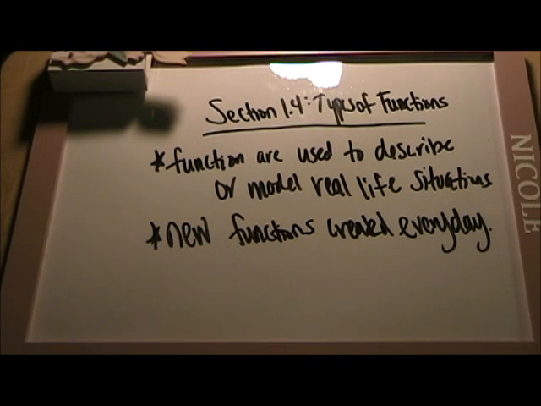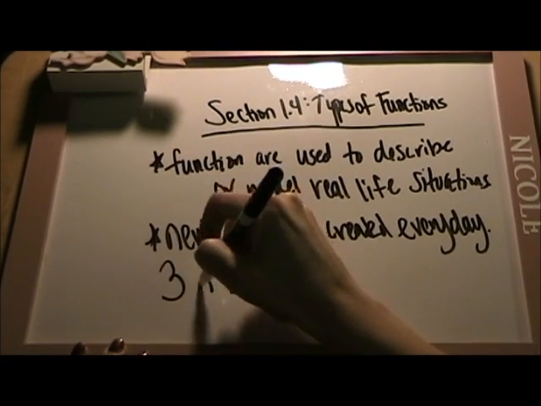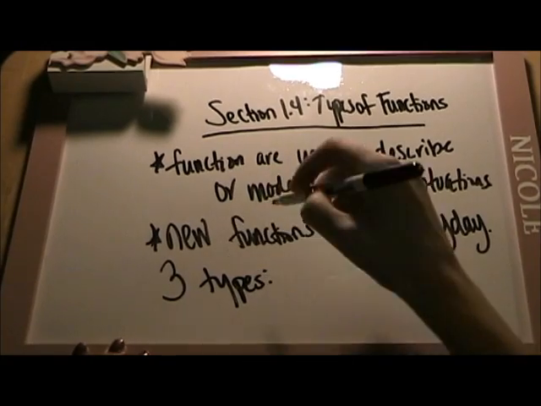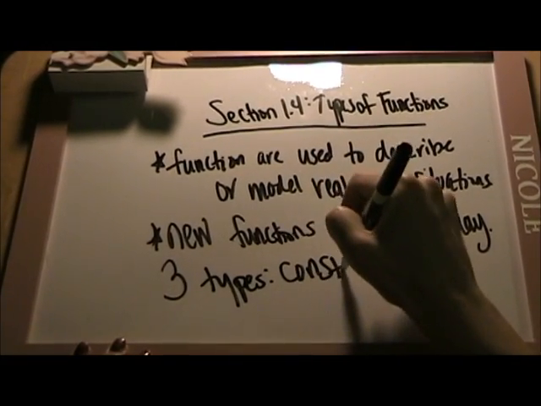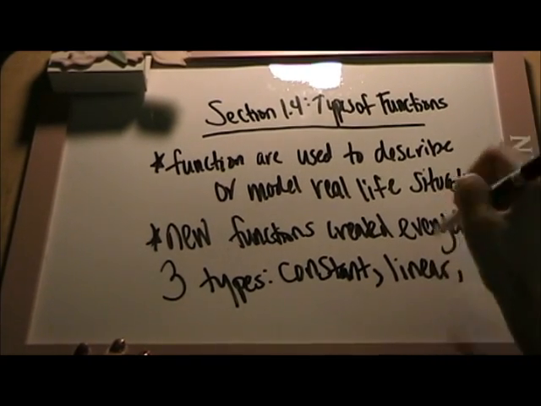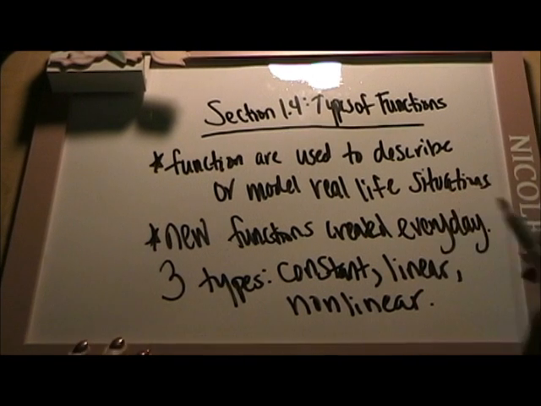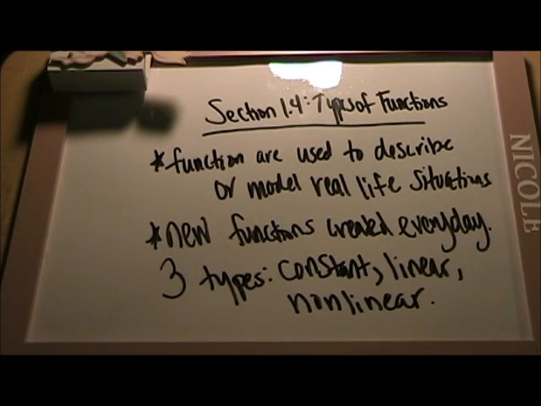Apple didn't come up with just this breakthrough technology. All these formulas and functions and models that came with it mathematically changed the way we look at things as well. There are three types of functions: constant, linear, and nonlinear. So we're going to talk about all three in section 1.4.